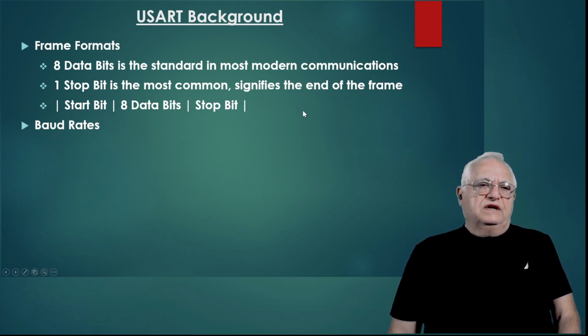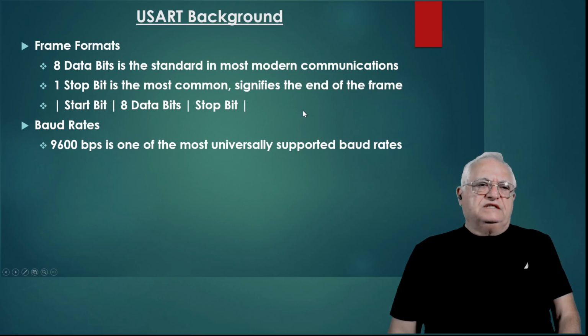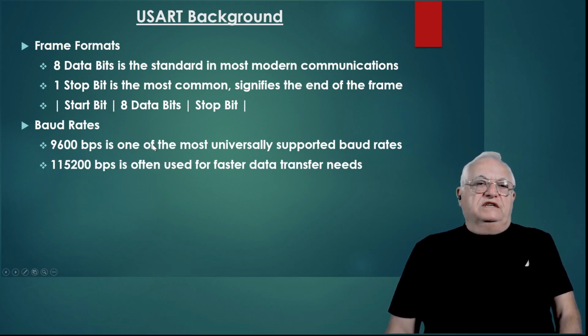Now let's look at the baud rate. 9600 bits per second is one of the most universally supported baud rates. So almost everybody uses 9600 bits per second. However, some of the sensors that need a higher rate use 115,200 bits per second.